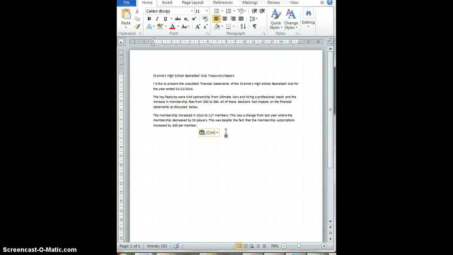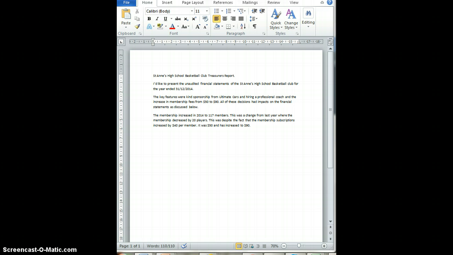So the membership increased to 117 members. I got that figure by taking the membership figure in the financial statements, income statement, and dividing that by 90, which gives me 117. Compared to last year where there was a decrease in membership by 20 players, and also we know that the membership went up from $50 to $90. We might actually put that. Okay, so members that are in the AGM can have a look and go, oh yeah, I remember, and those that are new will think that's not fair. So we've done the membership.